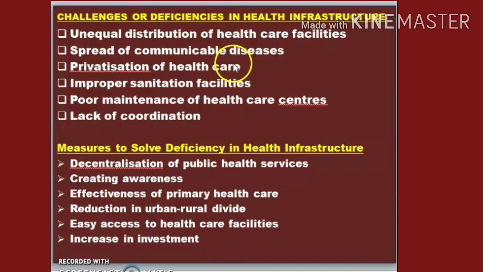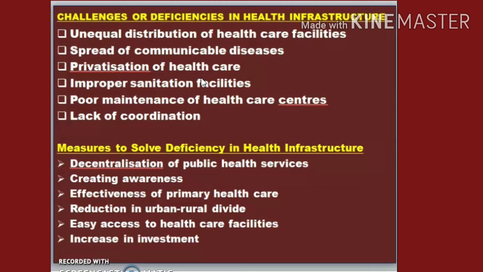So third is privatization of healthcare. The private sector has grown by leaps and bounds in providing healthcare facilities. The private sector plays a major role in medical education and training, medical technology, manufacture, and sale of pharmaceuticals, etc. But the healthcare provided by the private sector is very expensive, which is beyond the reach of a major part of the Indian population. So that is one of the reasons.